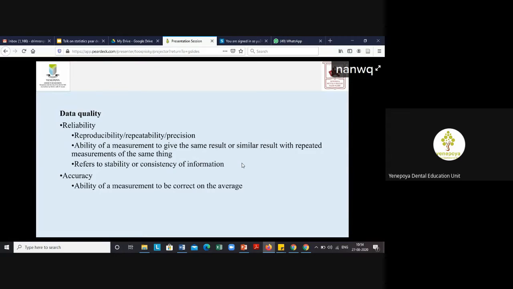So if it is not able to measure, either you have to rephrase the sentences, or you have to administer it again and again to find out whether the question is good. So you can go back to the drawing board and rephrase the sentence. This is exactly what is meant by reliability. Accuracy is the ability of a measurement to be correct on average. Again, it's a statistical concept.